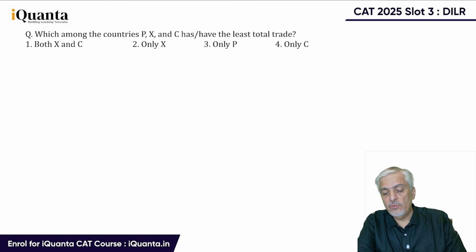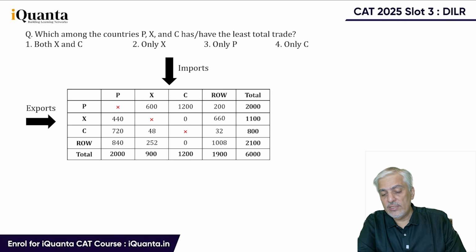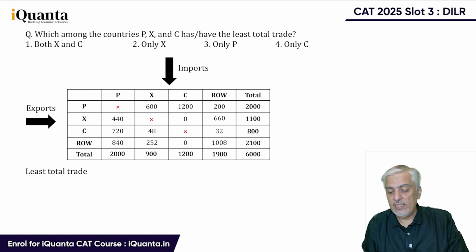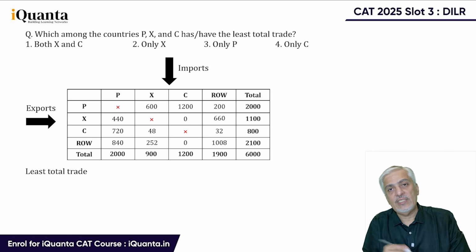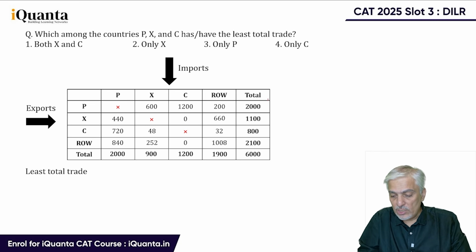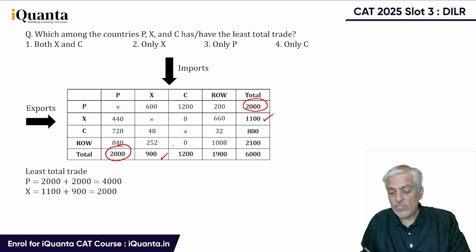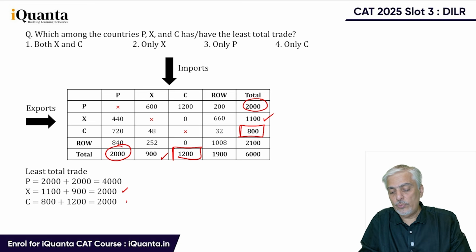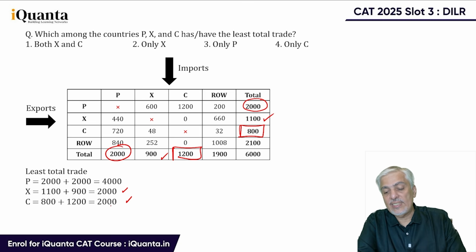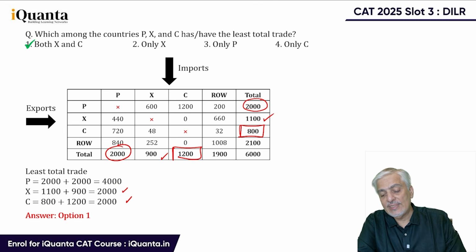Next one, which among the following countries P, X and C have the least total trade? So what was the total trade over here? Let's see. Least total trade. First of all, total trade is exports plus imports. So P, X and C. So for P, it is 2000 and 2000, which is 4000. For X, it is 1100 and 900, which is 2000. And for C, it is 1200 and 800, which is also 2000. So C and X both are at the lowest value, and there is an option also both X and C. So answer is the first option, both X and C.